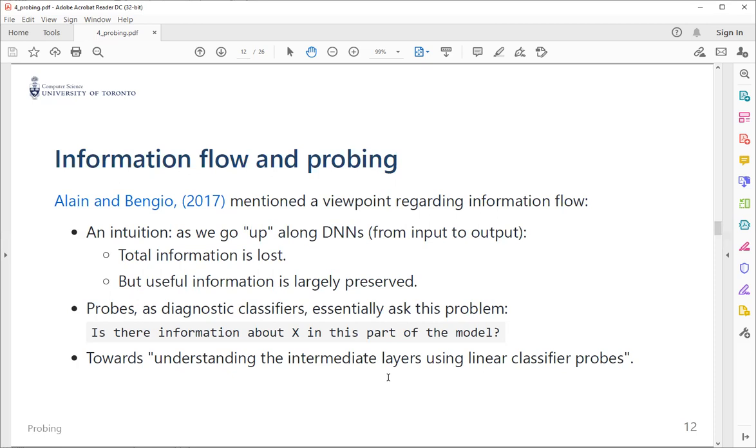And the probes as diagnostic classifiers essentially ask this problem: is there information about the feature X in this part of the model? So this intuition sort of paves the way towards understanding the intermediate layers using linear classifier probes. And by the way, they are using linear classifier probes instead of more complicated DNNs, but their ideas can generalize to different types of probes.